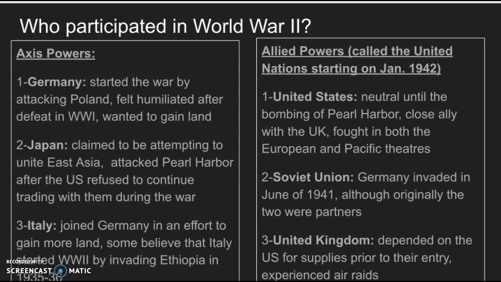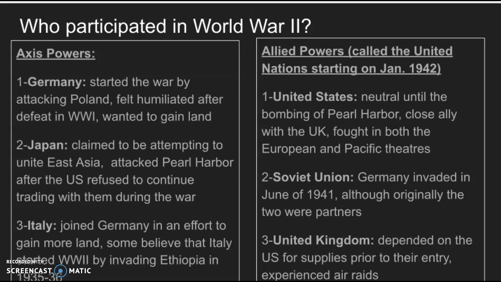They felt humiliated after their defeat in World War I and decided that they needed to gain more land. They claimed that they did not have enough resources to take care of their own population, and so they needed to expand their country. Japan claimed to be attempting to unite East Asia, and they brought China into the war.